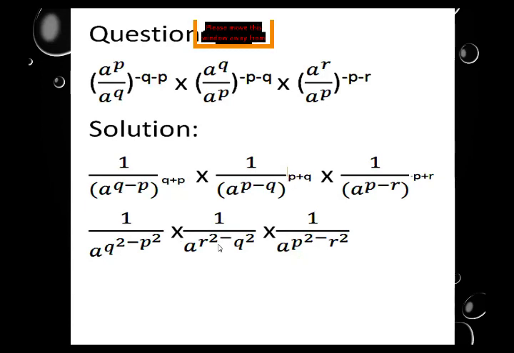It is easy to identify one of the formulas that says a minus b multiplied by a plus b. So by applying that formula, the expression becomes 1 over a to the power q square minus p to the power 2, multiplied by 1 over a to the power r square minus q square, multiplied by 1 over a to the power p square minus r square, right, by applying the formula.